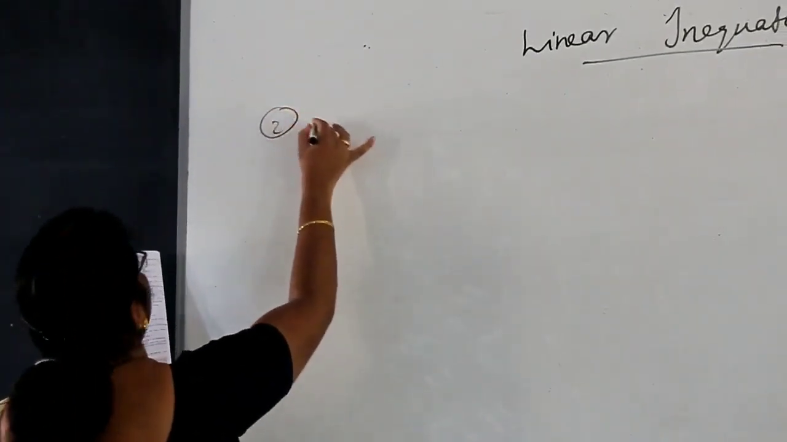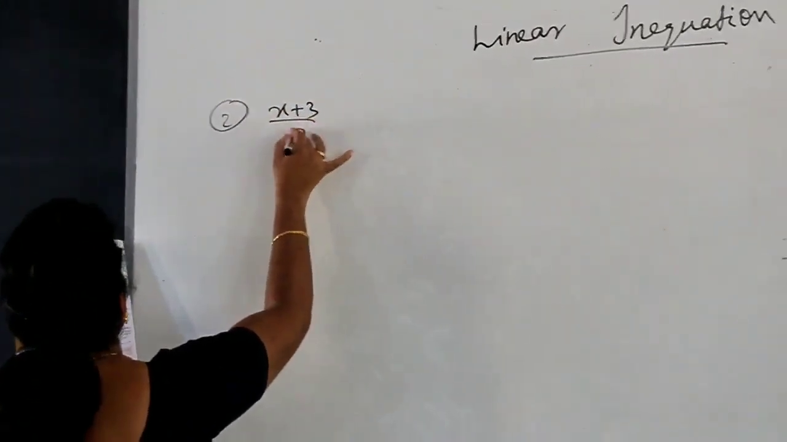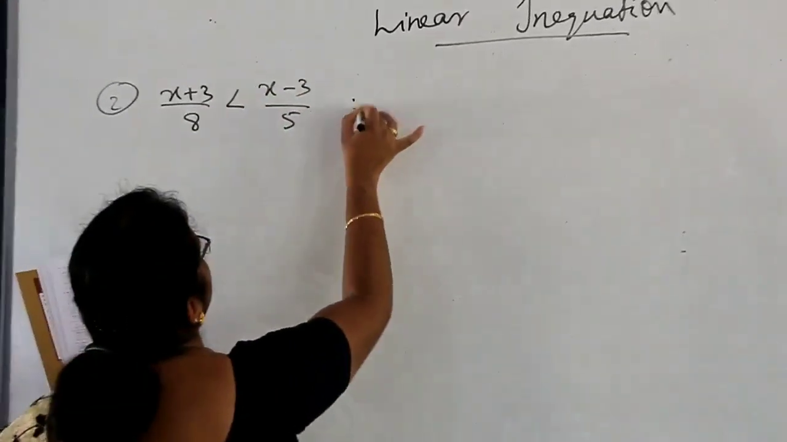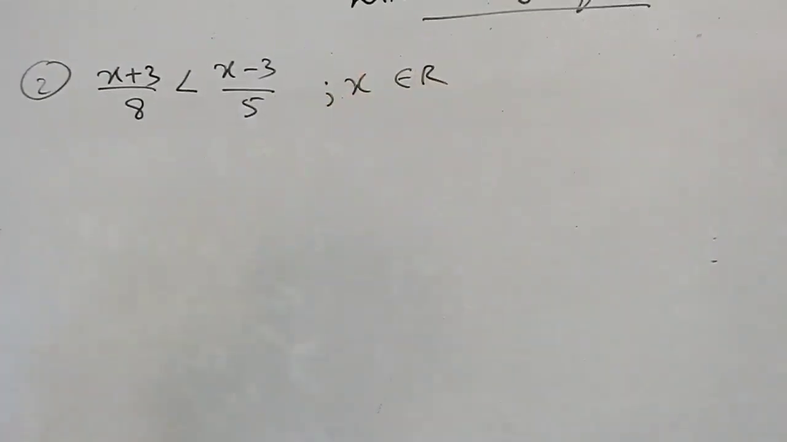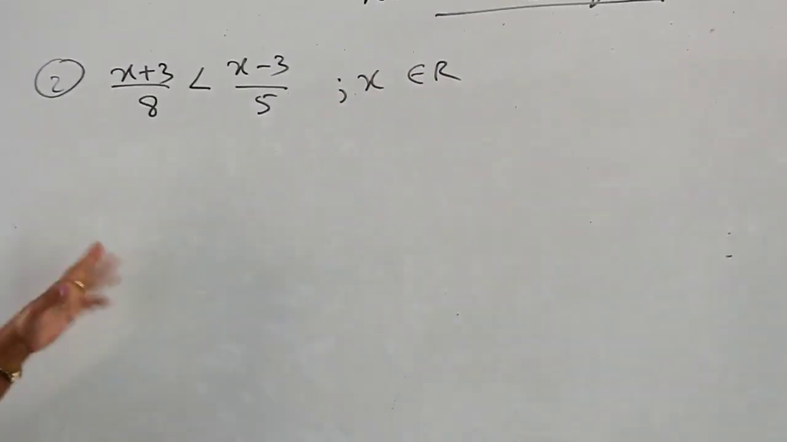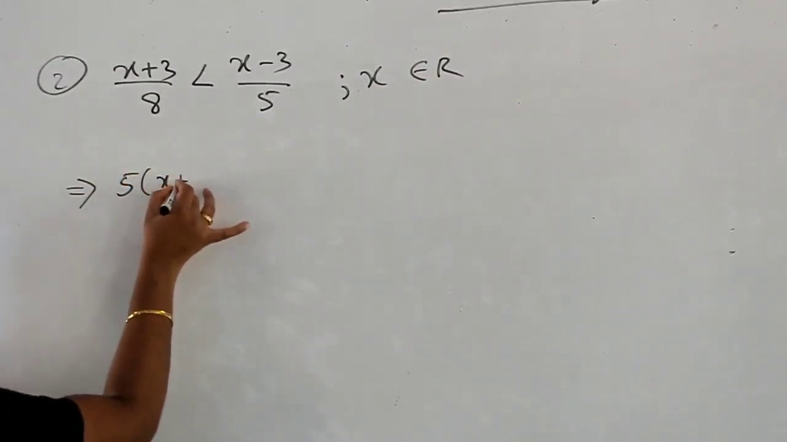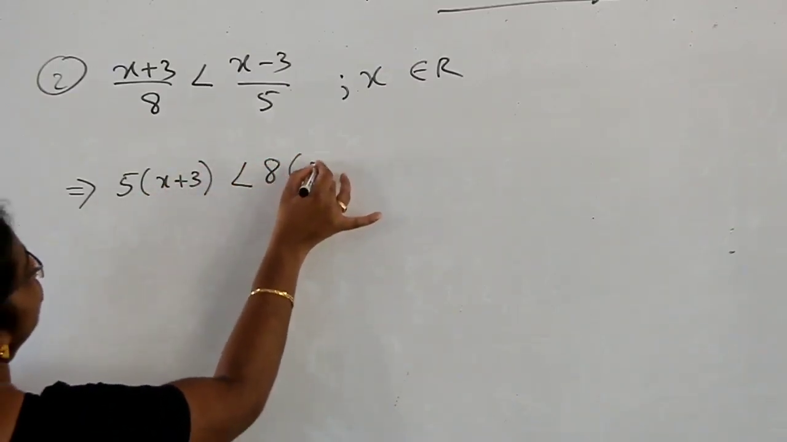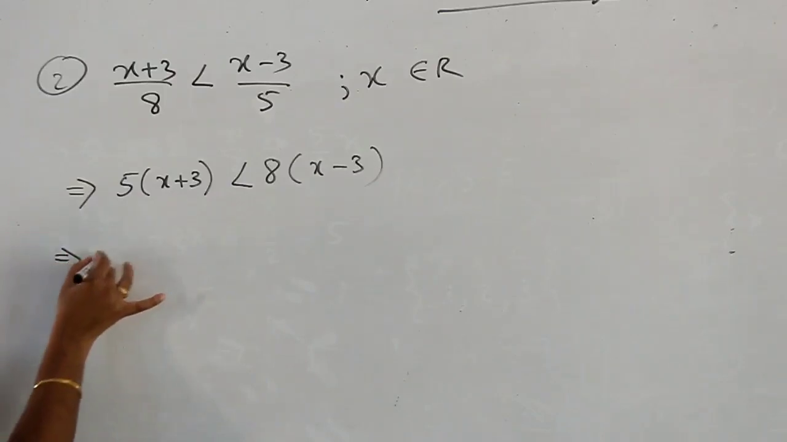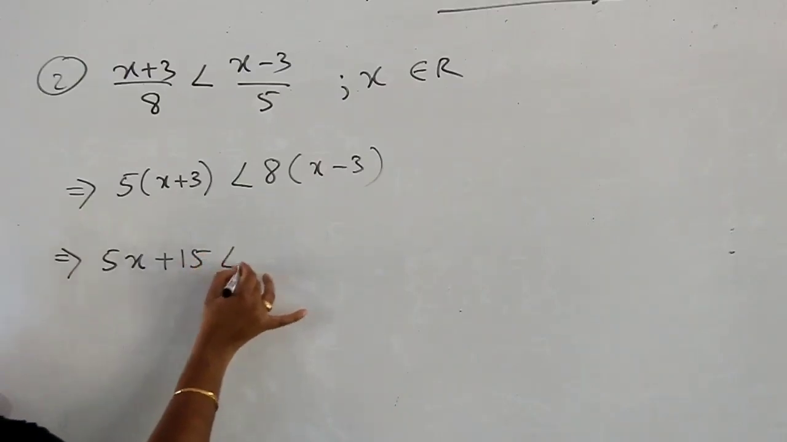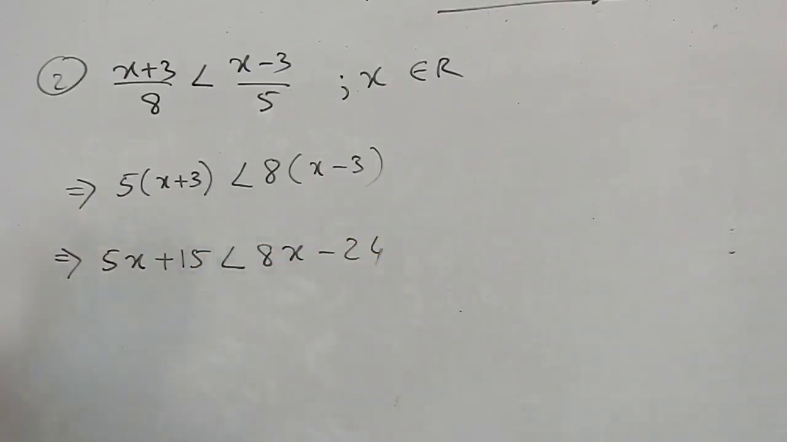Then next question. If the replacement set is a set of real numbers, solve. Second question: (x plus 3) by 8 less than (x minus 3) by 5. Replacement set is the set of real numbers. Solve and find the solution set. Here first we can cross multiply: 5 into (x plus 3) less than 8 into (x minus 3), which implies, removing the bracket and multiplying both sides, 5x plus 15 less than 8x minus 24.